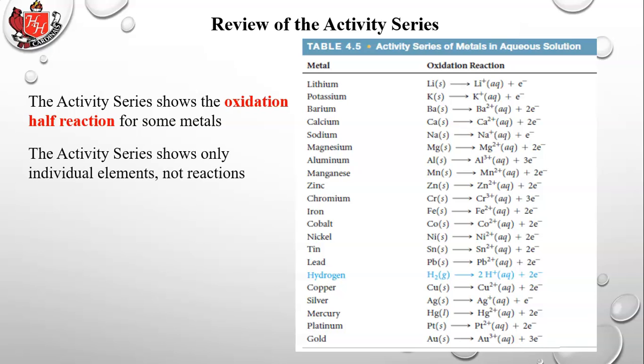The activity series, though, shows only individual elements, not reactions. So two things about the activity series. It does show only individual elements, not reactions, and sometimes you want to study reactions. It also doesn't have any numeric values. So the main thing we're going to talk about today is how you put numeric values to this movement of electrons.